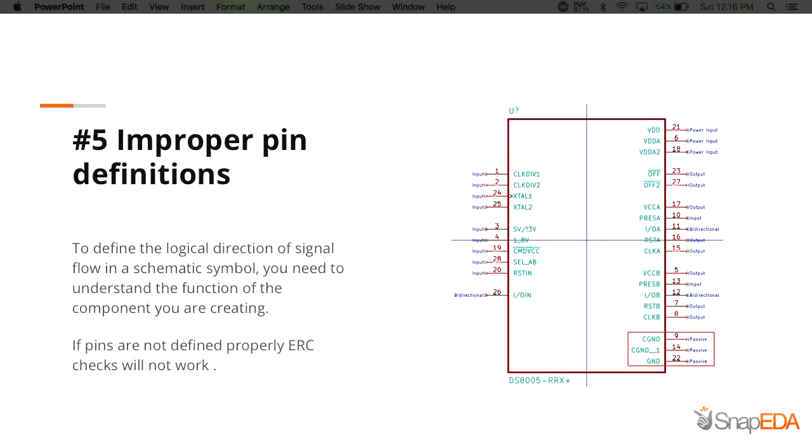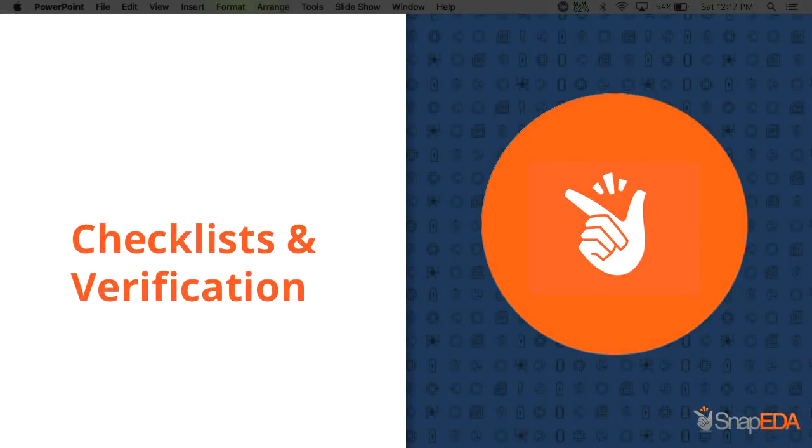And then we have improper pin definitions. When creating symbols, it's really important to understand the function of your component, including every single pin. It doesn't matter if it's a not connected pin. If you don't do a good job, then again, the ERC rules won't work how they should.